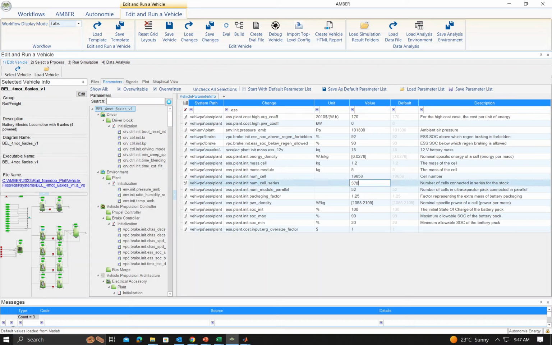But here all the discrete input values can be changed, like the number of cells, number of modules, the cell level voltage, and the initial SOC is 100. The maximum SOC, for some reason I changed it to 90, so I will put it back to 100, and the minimum SOC will be 20. So the train should stop when the SOC reaches 20%. There is other data that can be changed, but I'm not going into it.